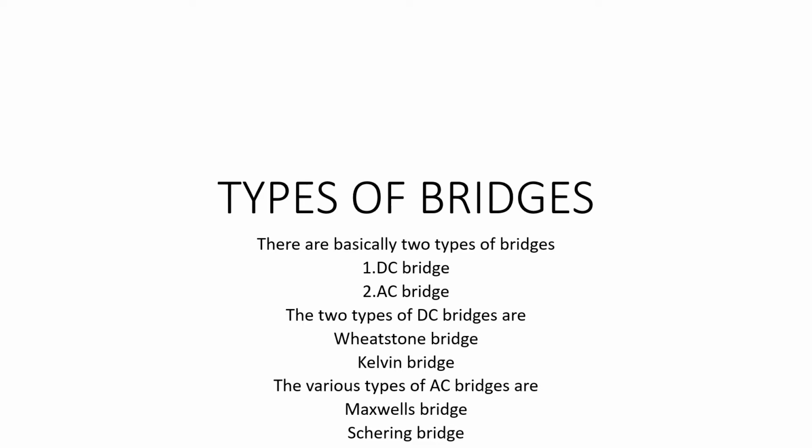The next thing is there are different types of bridges which will be useful in various applications. So here the types of bridges are basically the DC bridge and the AC bridge. The two types of DC bridges are the Wheatstone bridge and the Kelvin bridge.